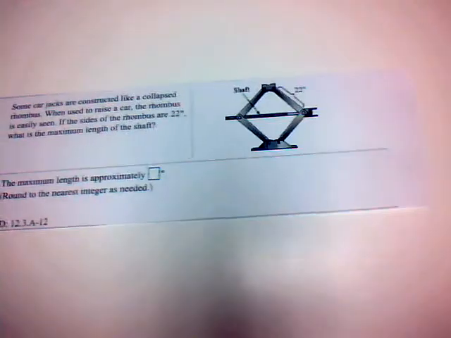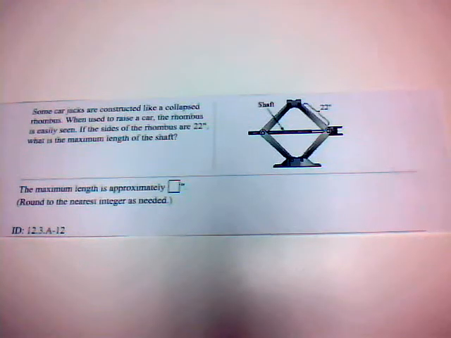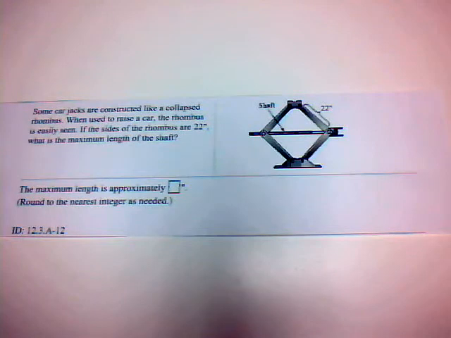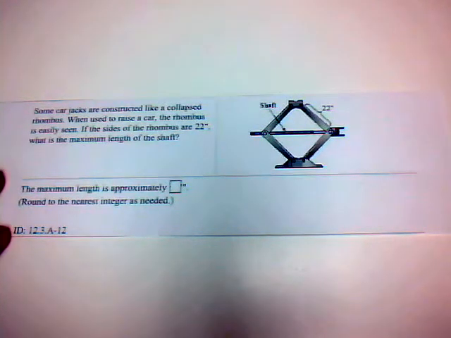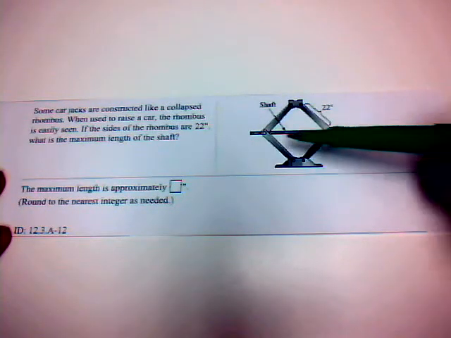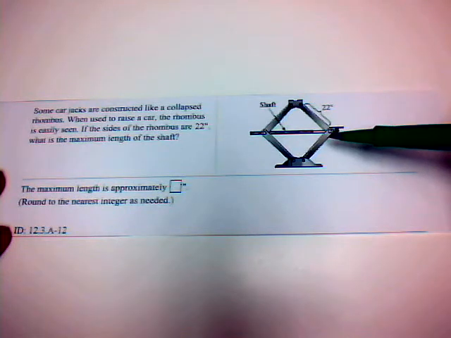Okay, here's another problem, and this one's a little bit different. Some car jacks are constructed like a collapsed rhombus. When used to raise a car, the rhombus is easily seen. If the sides of a rhombus are 22 inches, what is the maximum length of that shaft? Okay, so here's the shaft right here. We want the maximum length.